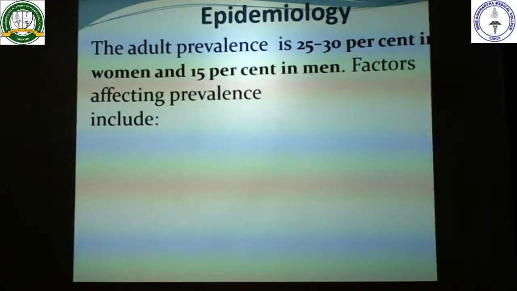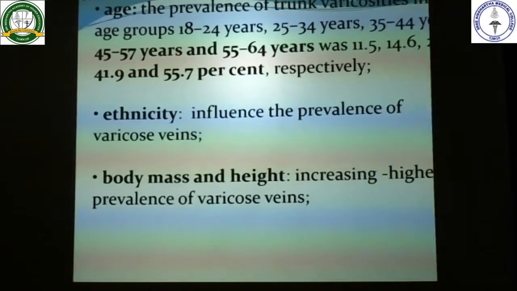These factors include prevalence. It includes age. When coming to the age of the patient, usually between 45 to 54 and between 55 to 64 years, the incidence is around 41 to 55% respectively. Between 55 to 64 years, the incidence is more common. Around 55% of the cases, you can see the majority of varicose veins in this age group.